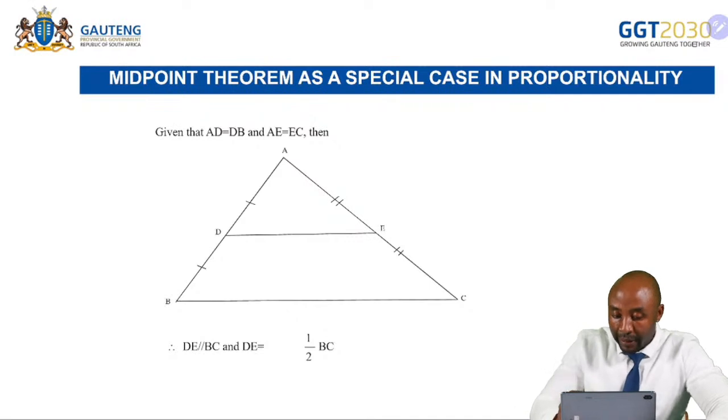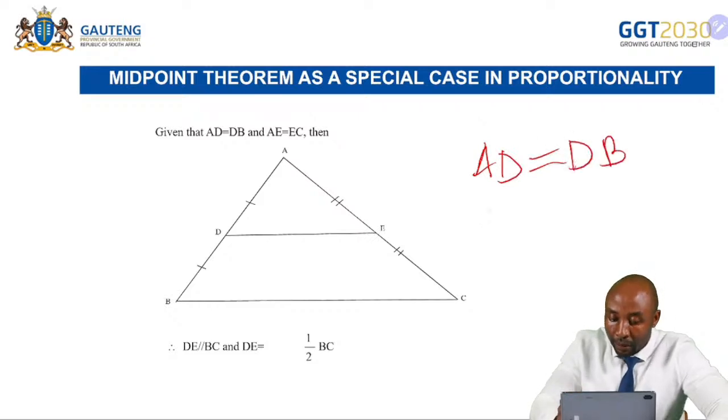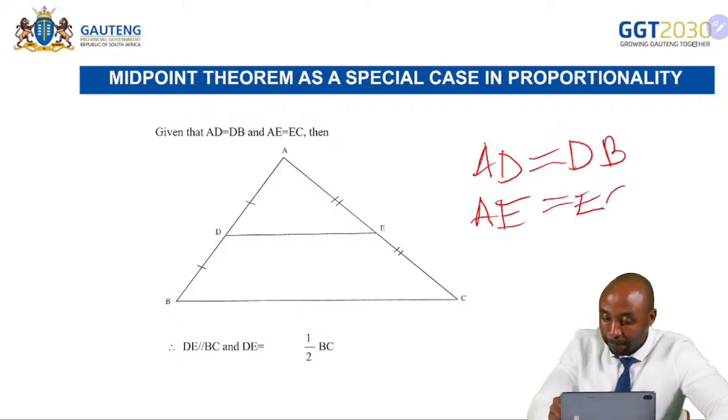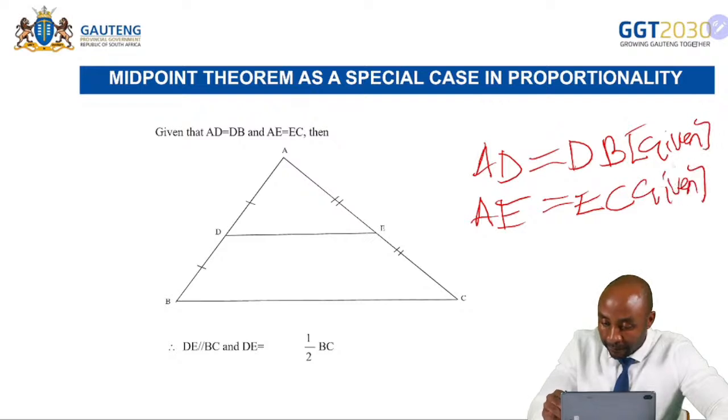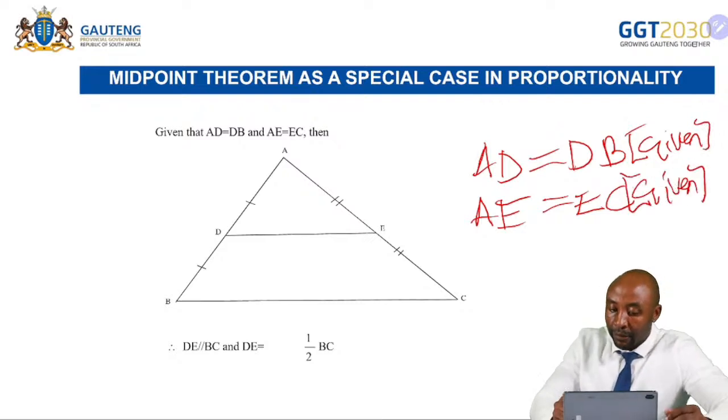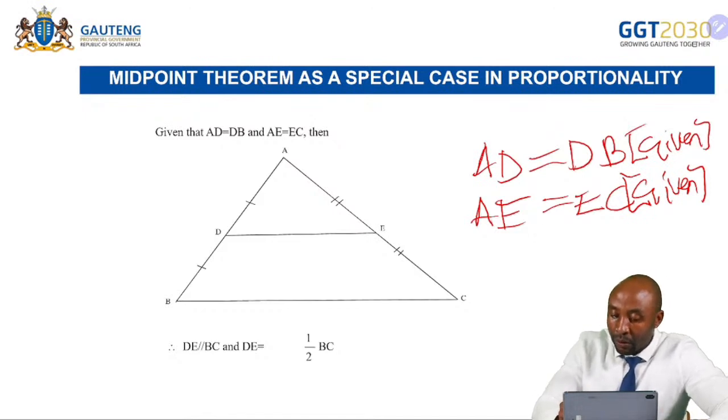So in this case, if you are given that diagram, you are able to deduce that our AD is equal to DB, and also our AE is equal to our EC. This as a reason you will give as given. We did this in grade 10. And then from there on, you are able now to conclude that our DE is parallel to our BC.